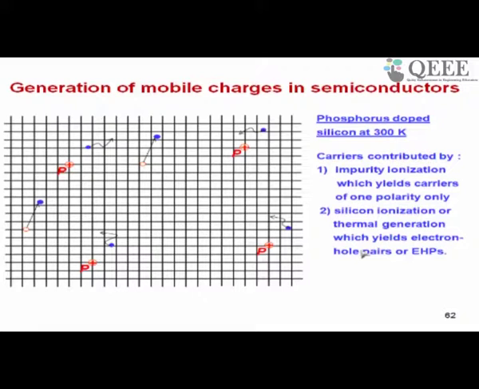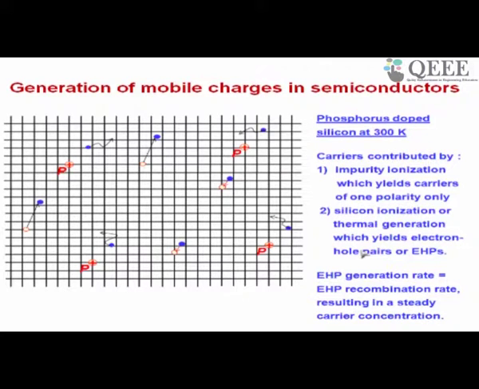However, as we will see, if phosphorus gives rise to free electrons, the number of electron hole pairs generated by breaking of silicon bonds will reduce as compared to the number generated in pure silicon. Now the generation has to be balanced by recombination, therefore you will also have electron hole pair recombination. The same rate at which electron hole pairs are generated, they will recombine, and that is why you will now have a steady concentration of electrons and holes.